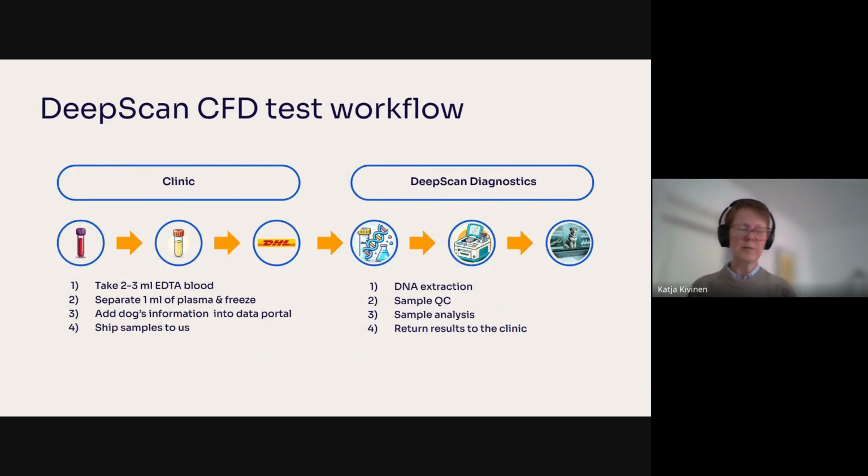This is how our test workflow looks currently. So it's very simple. A clinic takes 2 to 3 milliliters of EDTA blood, separates plasma, takes 1 milliliter of plasma into a fresh tube and freezes that, adds the dog's information into our data portal. So we like to know the dog's breed, age, sex, potentially neutering status, and also if there are any known diseases and medications the dog is already having, and then just ship the samples to us.